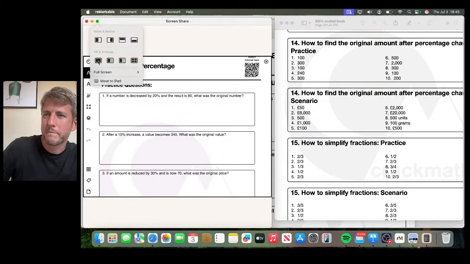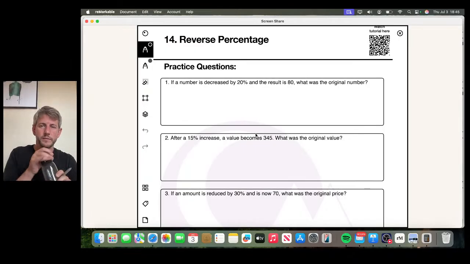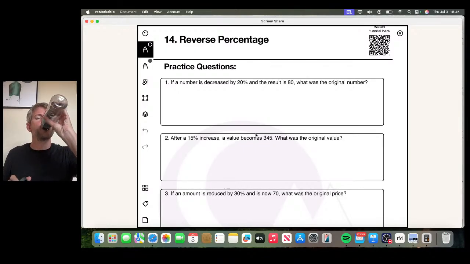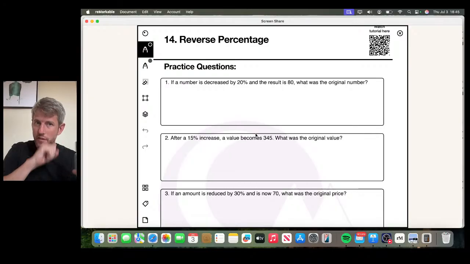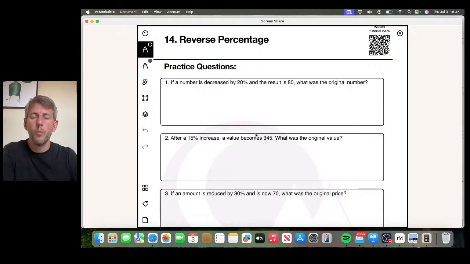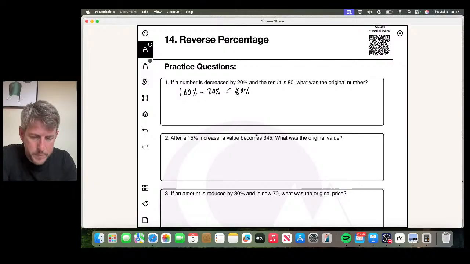Right. Okay, so just have a drink. So, if a number is decreased by 20% and the result is 80, what was the original number? Right, okay, so it's been decreased by 20%, so we have to do 100%, take away 20% equals 80%, okay?